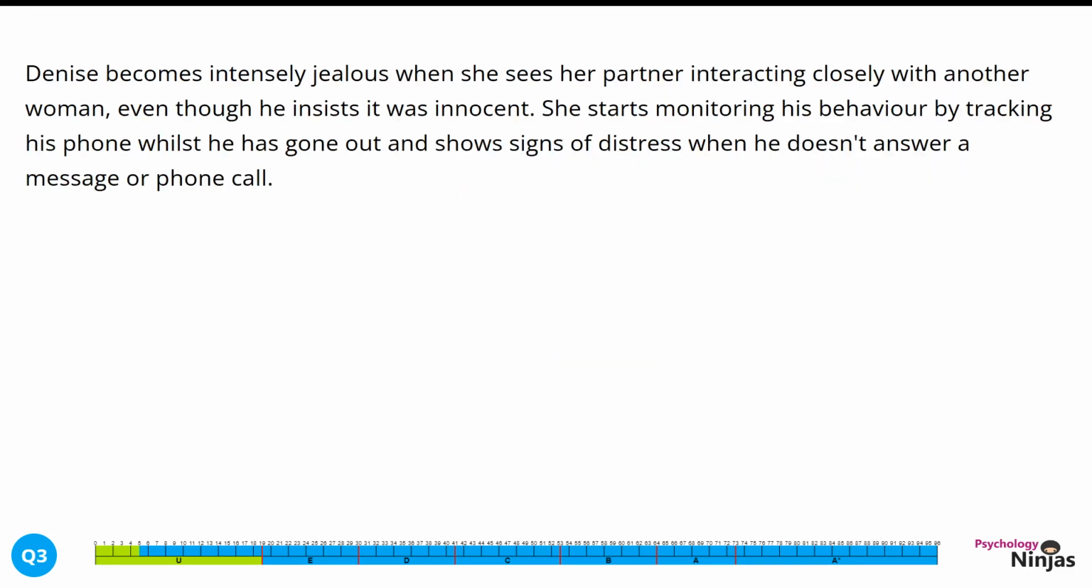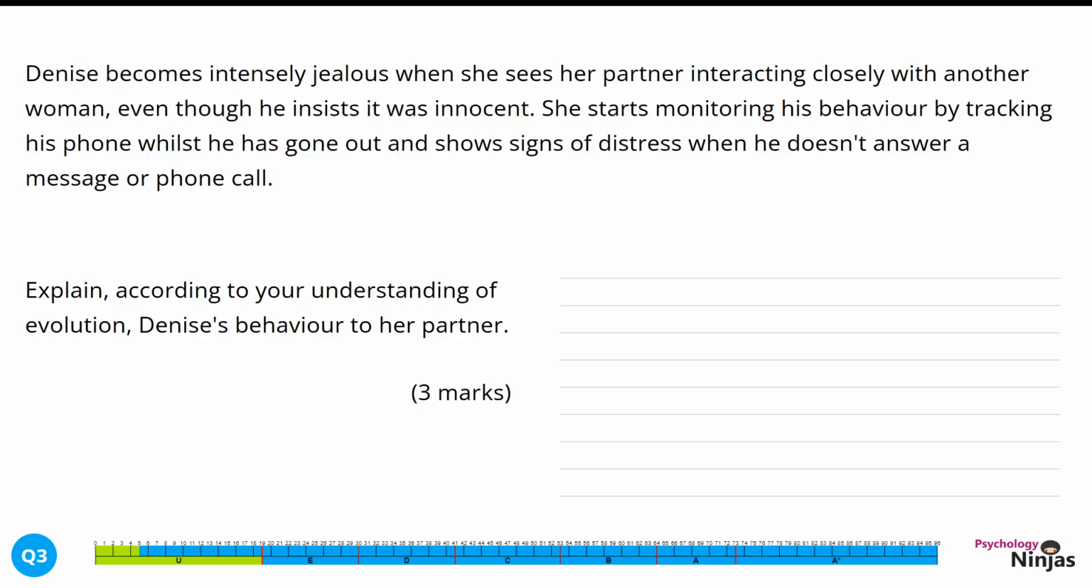Denise becomes intensely jealous when she sees her partner interacting closely with another woman, even though he insists it was innocent. She starts monitoring his behaviour by tracking his phone whilst he has gone out and shows signs of distress when he doesn't answer a message or phone call. Explain, according to your understanding of evolution, Denise's behaviour to her partner, 3 marks.